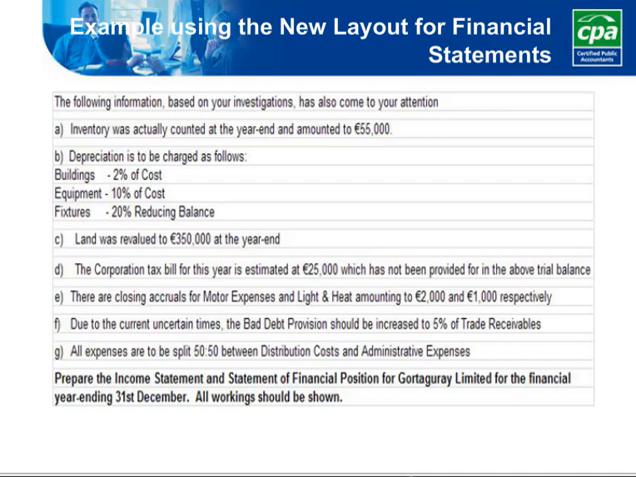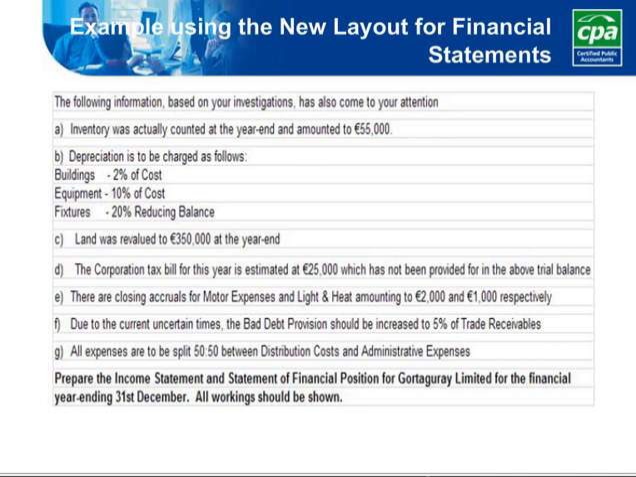We also have some other additional information that has come to our attention. So if we work down to points A to G, we have closing inventory, we have some calculations to perform on depreciation, our land was revalued to 350,000, there is a tax bill due at the year end of 25,000 which hasn't been accounted for yet, we've closing accruals, we have to have a bad debt due to the recessionary times, and point G is that all expenses are to be split 50-50 between distribution costs and administrative expenses.